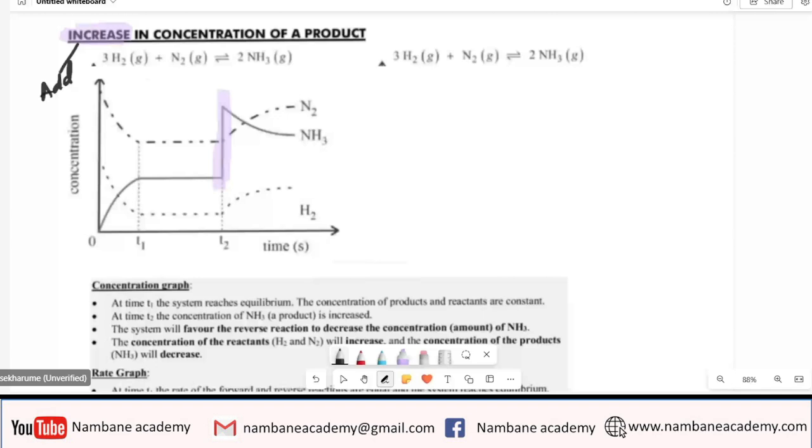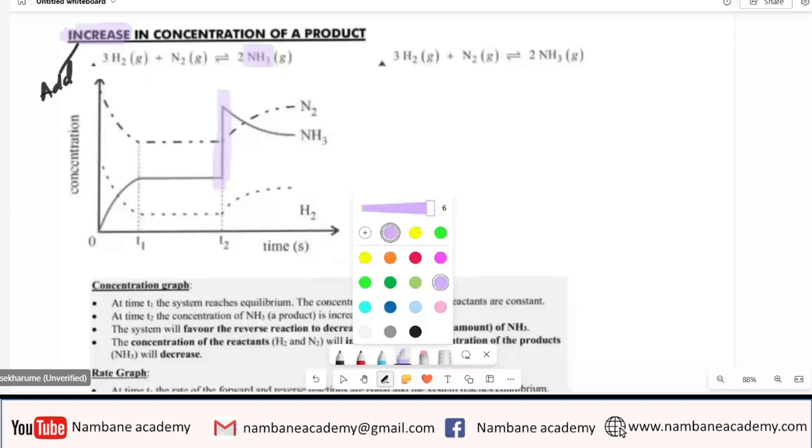If I'm adding, as you'll see in the papers, you add more of the product. So now which side will be favored? We are adding more of the product, so I favor the reverse reaction. The reverse reaction, which involves H2, will be favored. It will be the increase. What about H2? It will be the decrease.